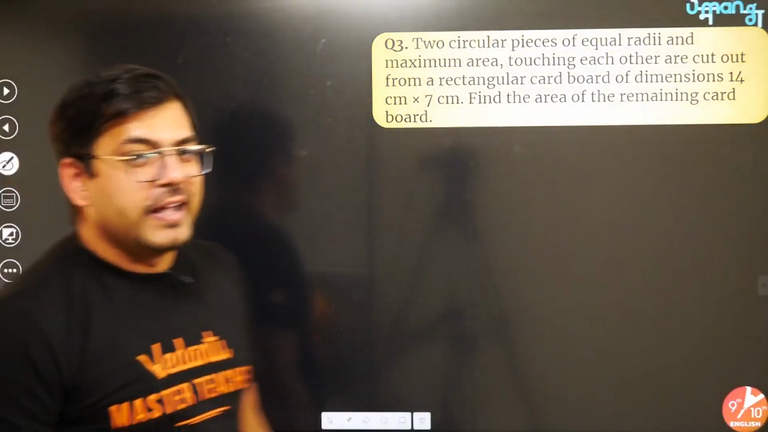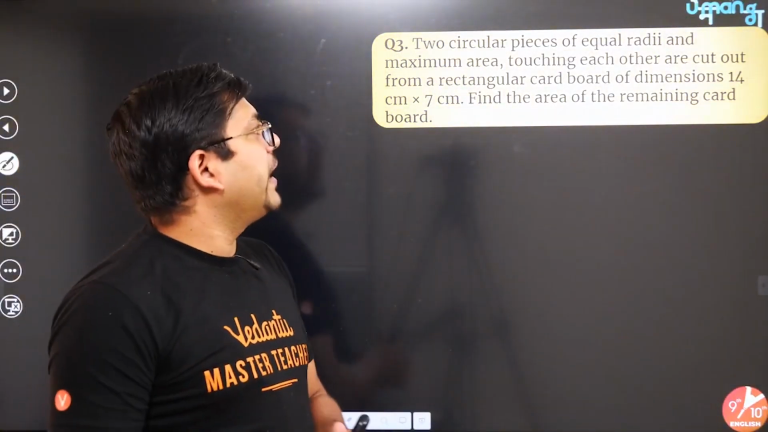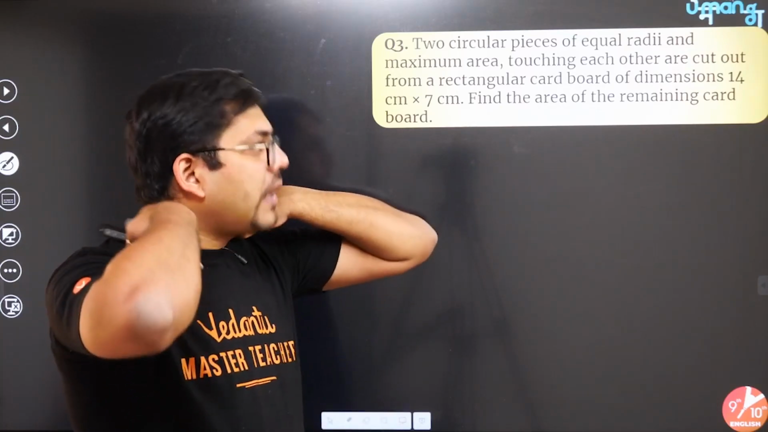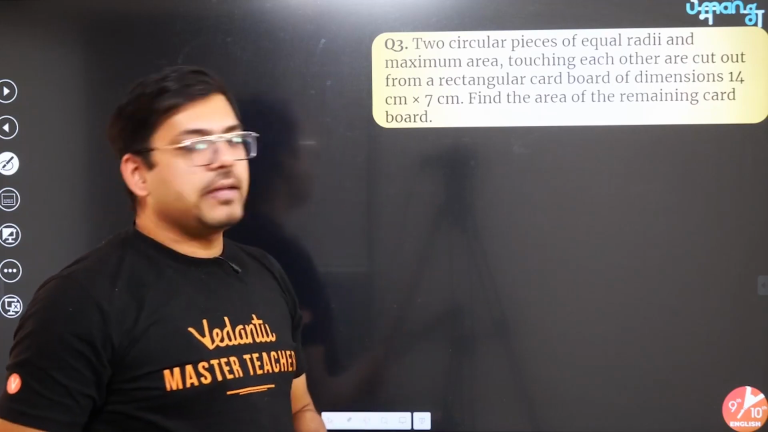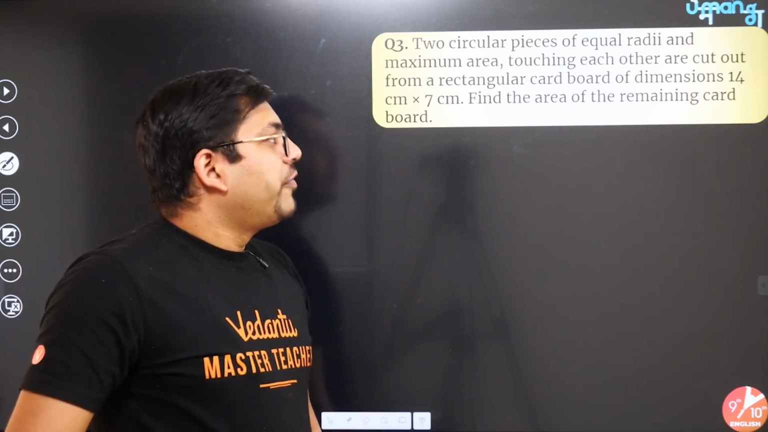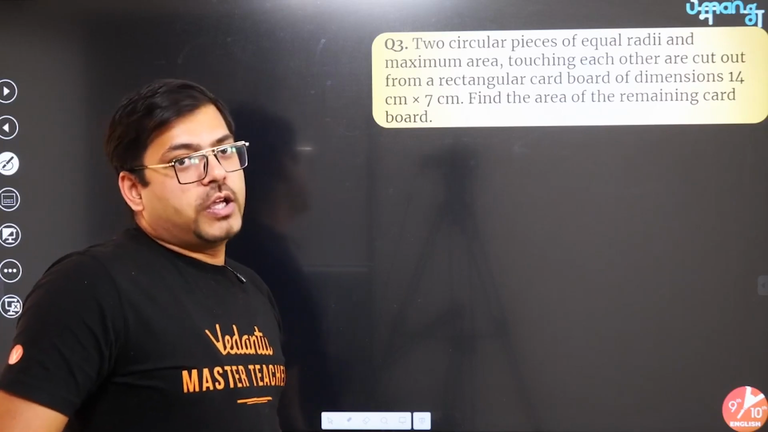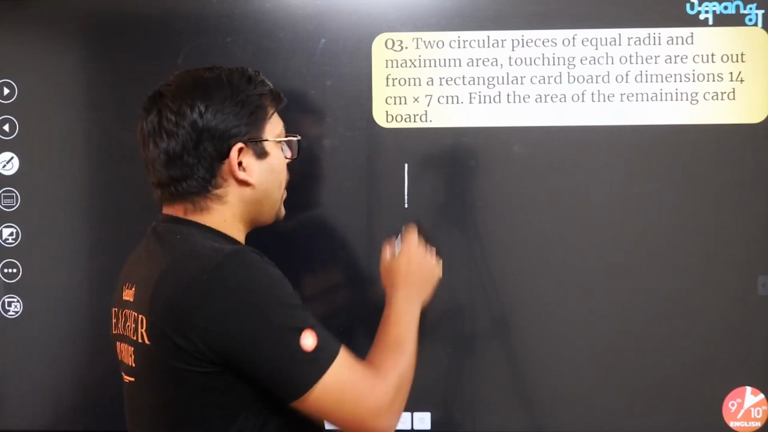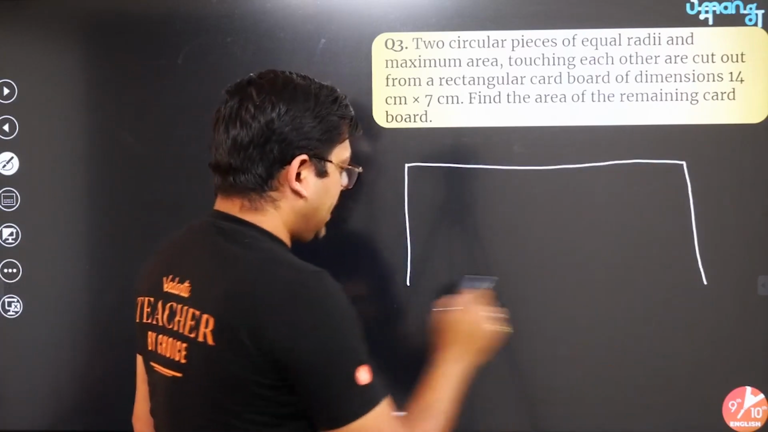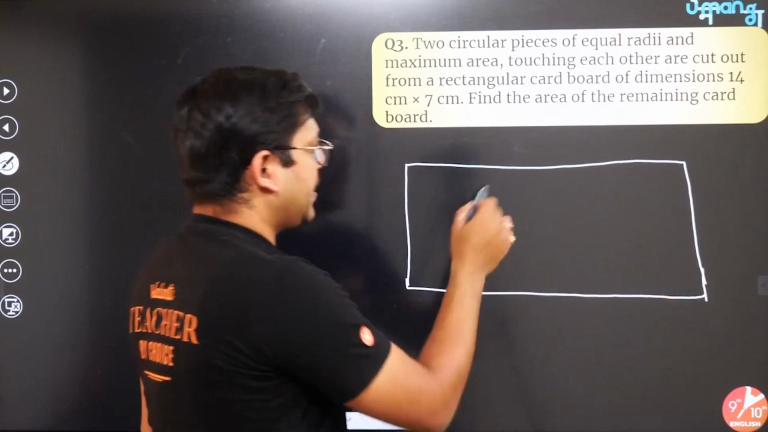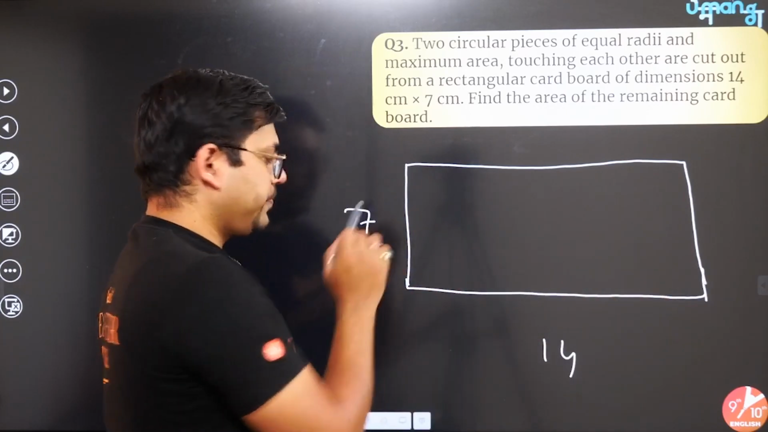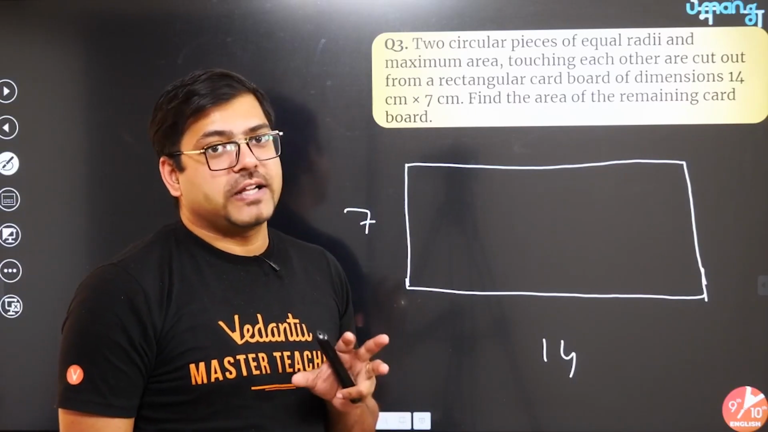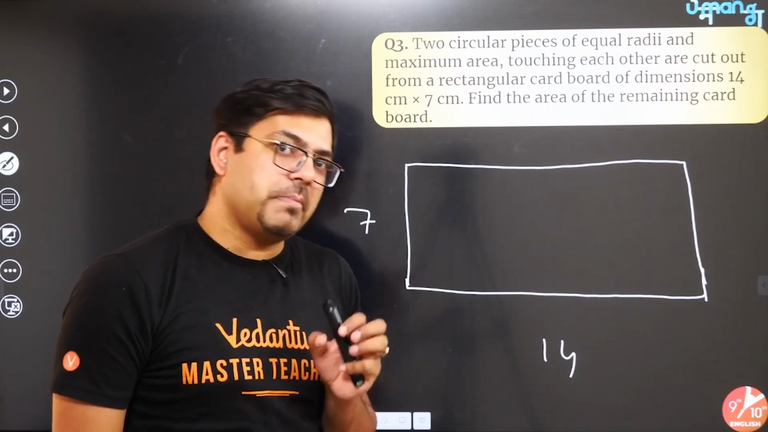Here's the next question. Two circular pieces of equal radii and maximum area touching each other are cut out from a rectangular cardboard of dimension 14 centimeter into 7 centimeter. Find the area of the remaining cardboard. This is a little better level. You have a cardboard and its dimensions are given, this is 14 and this is 7. The question says that the maximum area circle has been cut out, so you have to cut out a circle which has a maximum area.